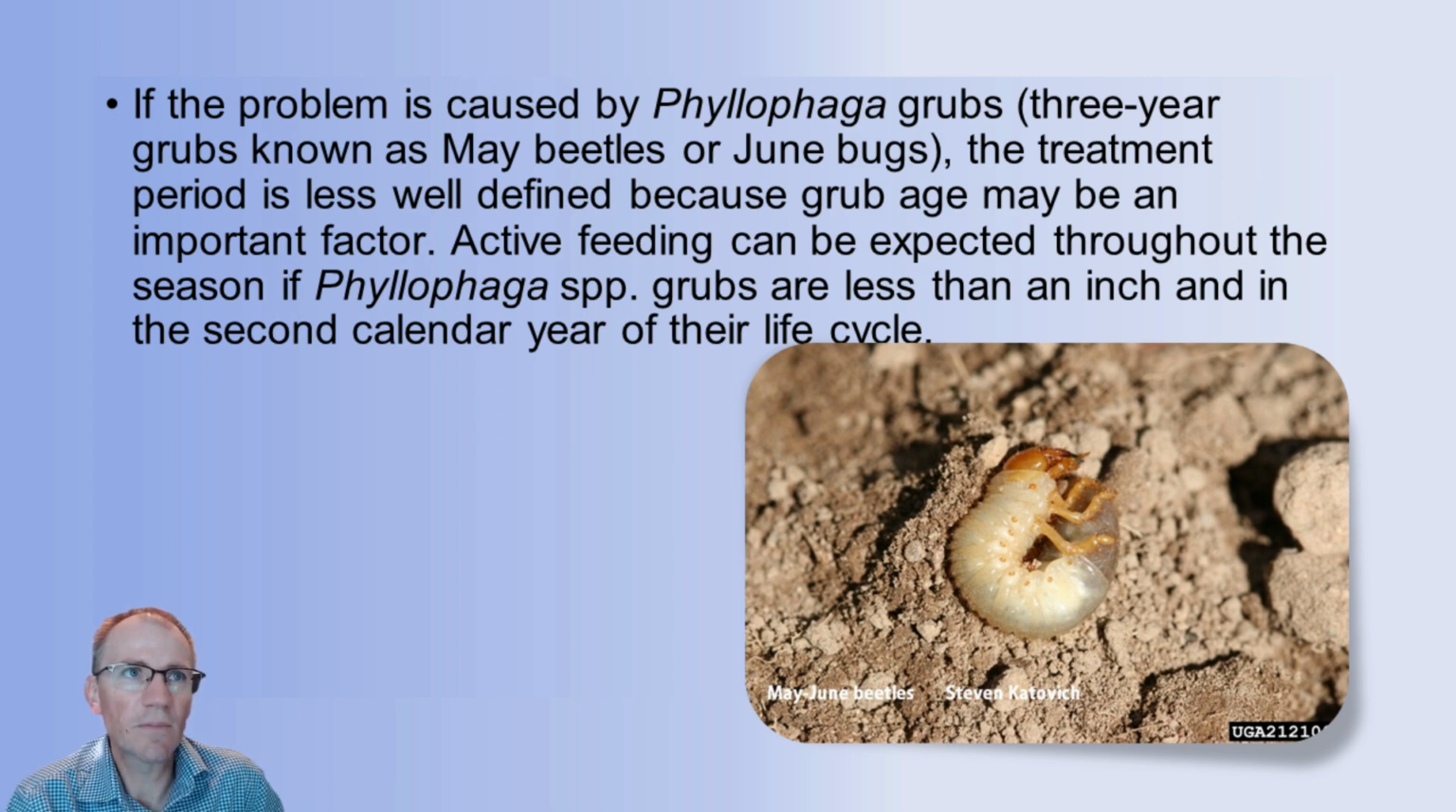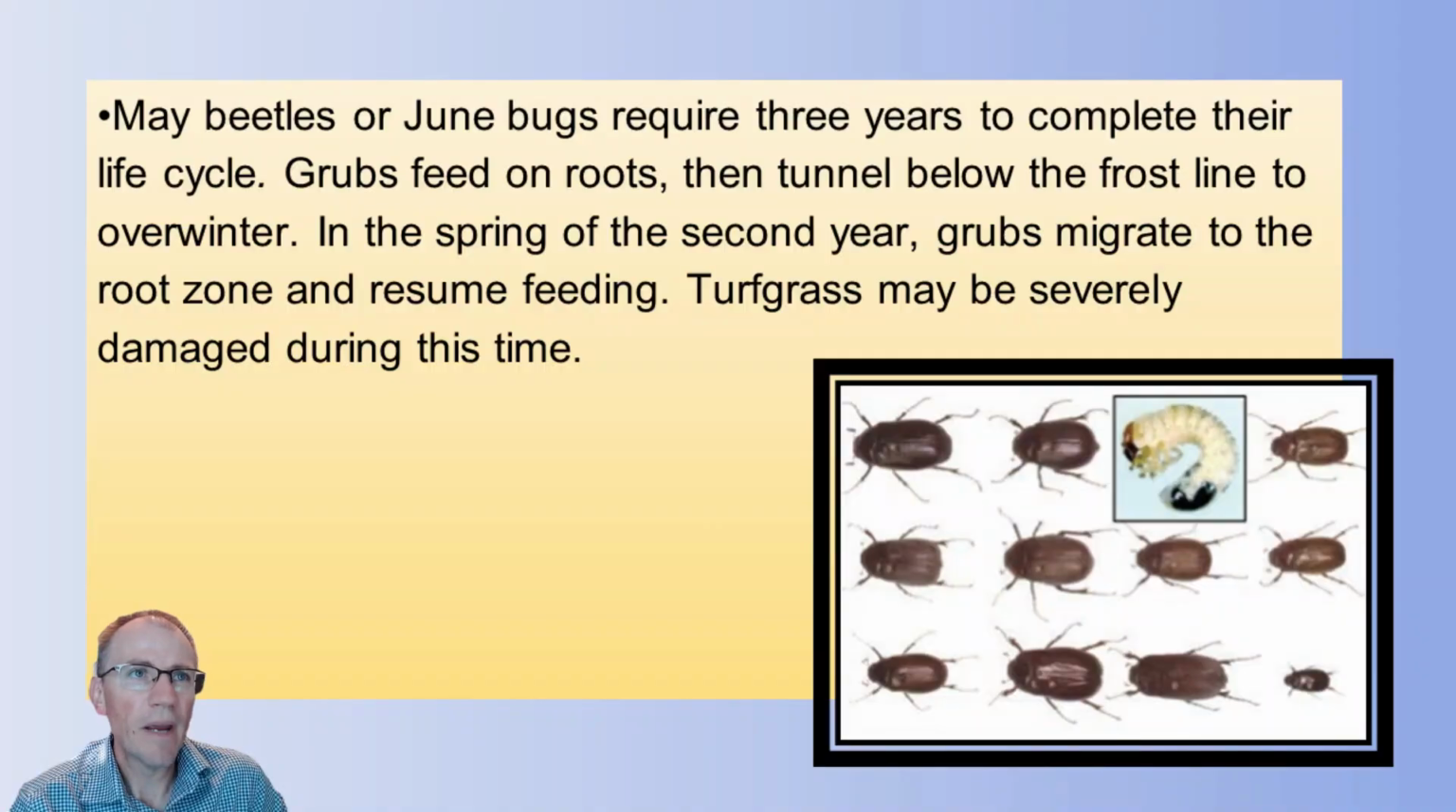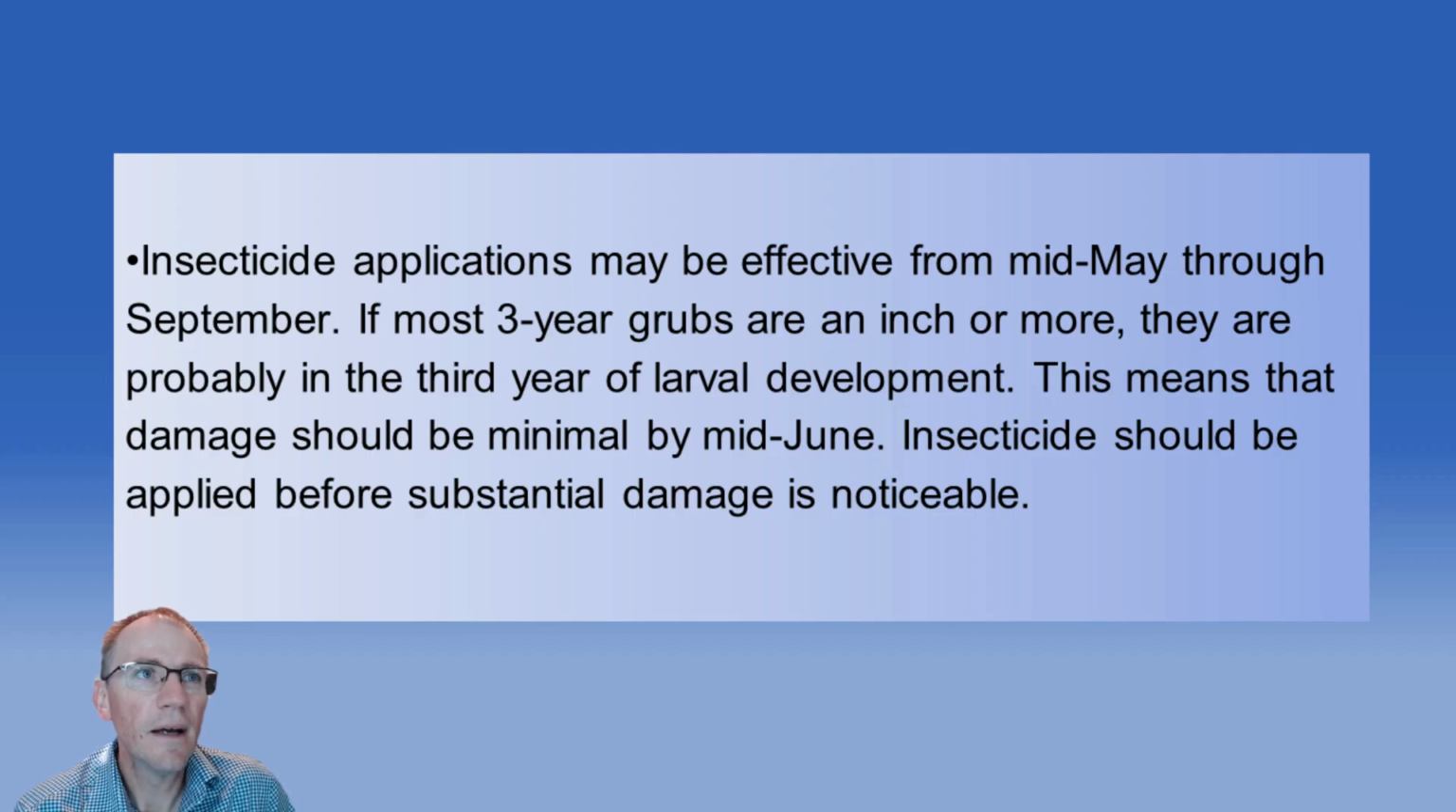Active feeding can be expected throughout the season if Phyllophaga spp. grubs are less than an inch and in the second calendar year of their life cycle. May beetles or June bugs require 3 years to complete their life cycle. Grubs feed on roots, then tunnel below the frost line to overwinter. In the spring of the second year, grubs migrate to the root zone and resume feeding. Turfgrass may be severely damaged during this time. Insecticide applications may be effective from mid-May through September.